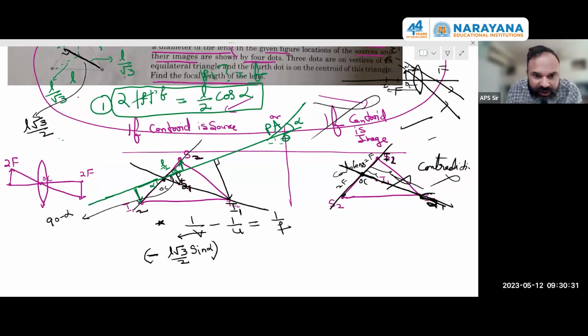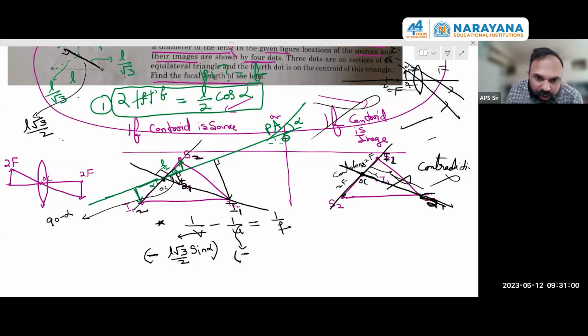I just calculated the distance of the optical center to the image, which was L root 3 by 2, that is L sin 60. I then took the component of this on this line, and this angle was 90 minus alpha. This was perpendicular here, right? Because it is connecting the edge to the center point of the equilateral triangle. That was also negative. Fine. What about u? u is also negative, and this is for this point.